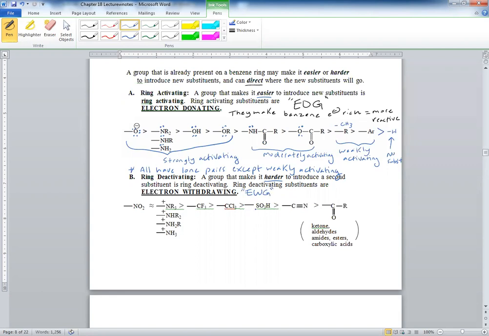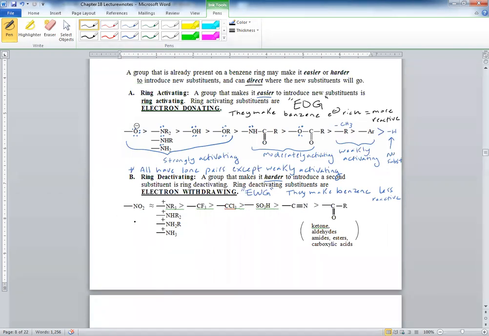You are familiar with these. So what do they do to the ring, the benzene? They make the benzene less reactive, and not as electron rich. Very well. So let's take a look at these electron withdrawing groups.